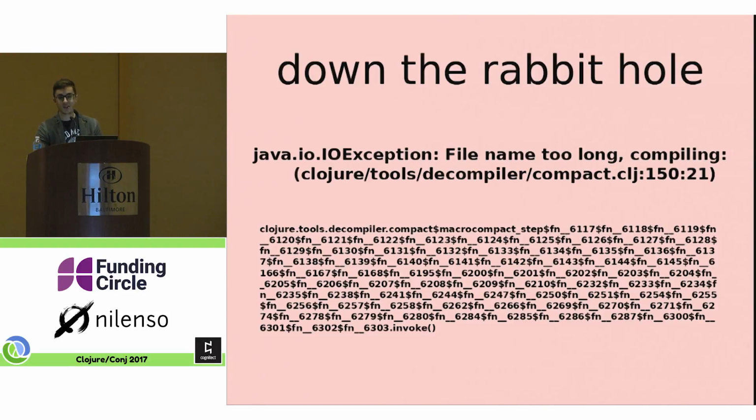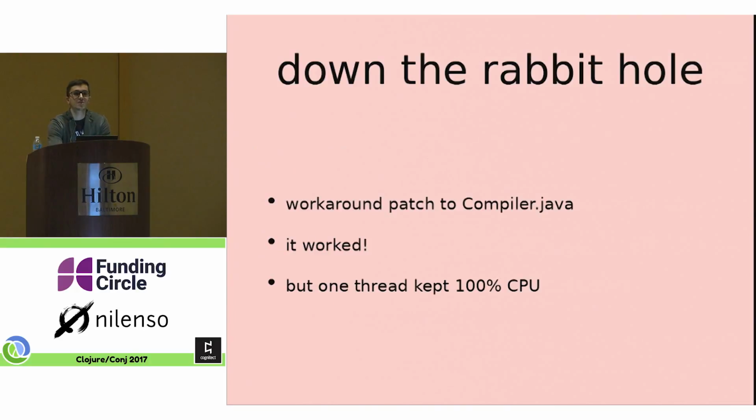And as it turns out, the compact macro that I wrote was causing so much code to be generated that the file name was too long for the file system to handle. And so what I did initially was to try to work around this by patching the Compiler.java to make it so that the file name got truncated. And it worked. And by it worked, I mean nothing worked for 3 days. And I fixed hundreds of bugs, and then it worked.